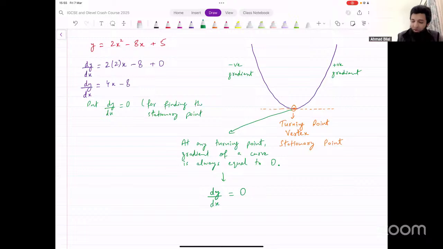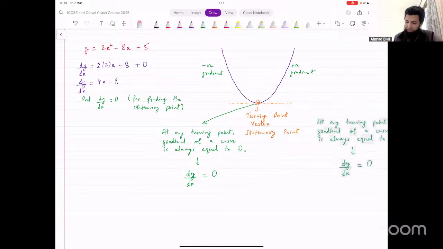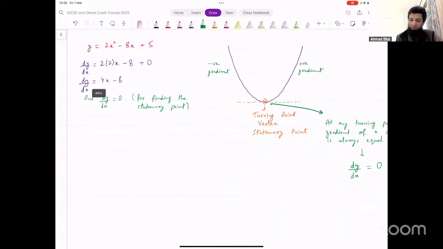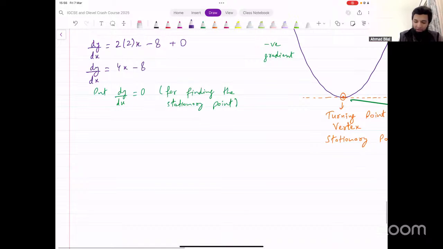Stationary point or turning point. For finding that point, we put the derivative equal to 0 because at any turning point, the derivative is supposed to equal 0. For that reason, we put this derivative equal to 0. Okay, so we say, let's put dy over dx equal to 0. What do we get from that?